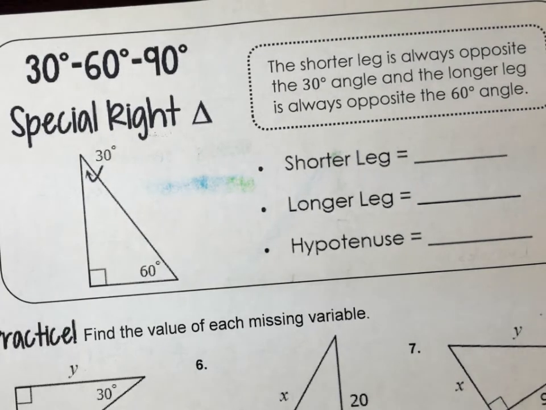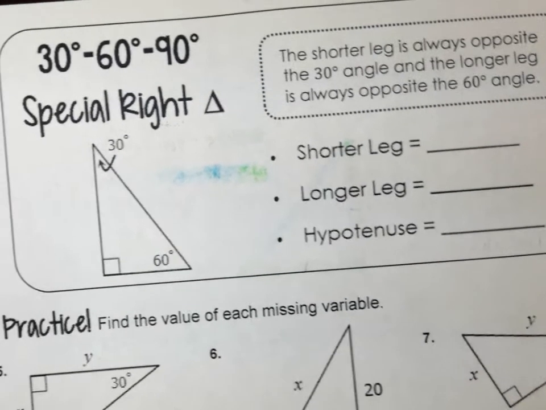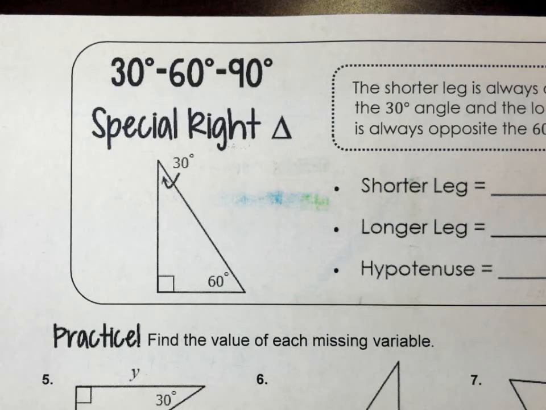Alright. 30, 60, 90 special right triangle. This one is a little bit different because all your degrees are different. Let's start there first. This is a right triangle, so classified by its angles it is a right. Classified by its size, what kind of triangle is this?